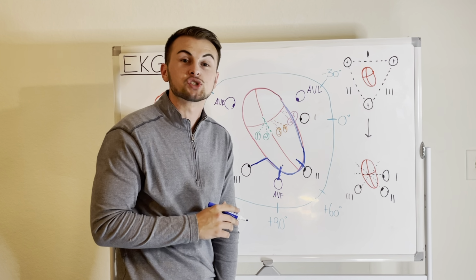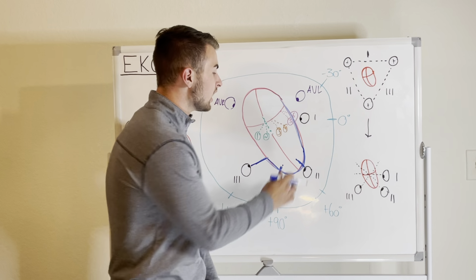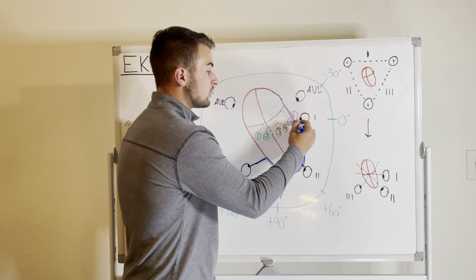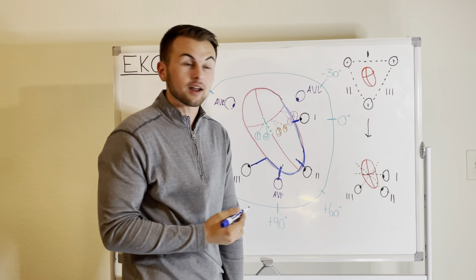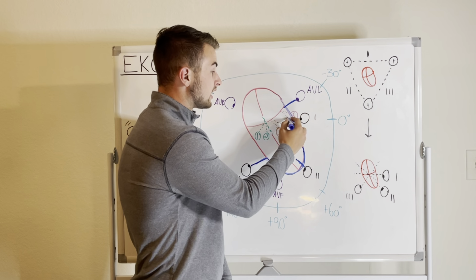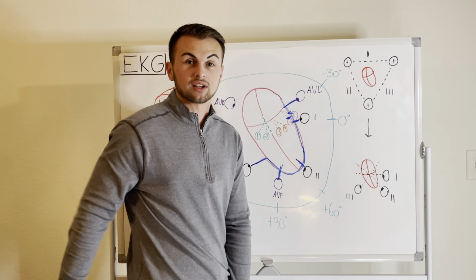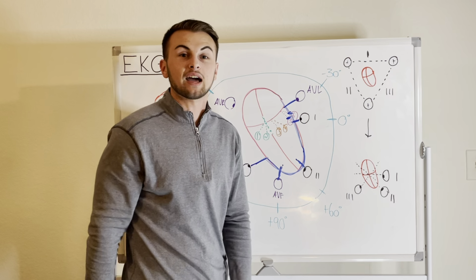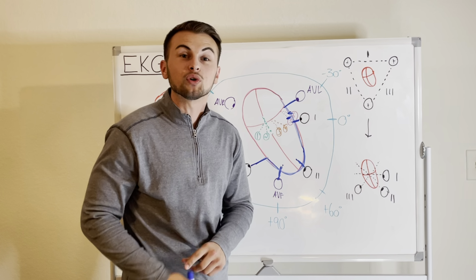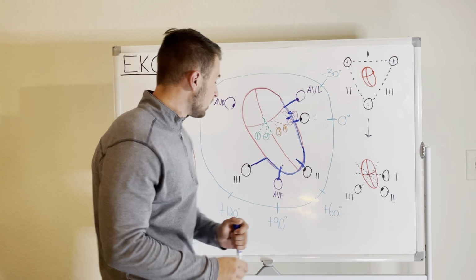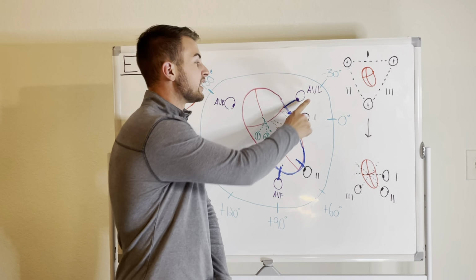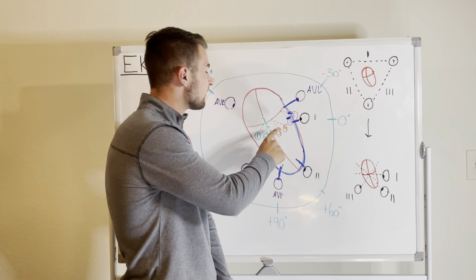Next, let's think about which lead cameras would be able to see the lateral aspect of the heart. Lead 1 is looking at this, right? Lead aVL is looking at this. Also, lead V5 is looking at this, and lead V6 is looking at this. Now let's put it all together. In an inferolateral MI, it would show an abnormal EKG deflection at leads 3, aVF, 2, aVL, 1, V5, and V6.